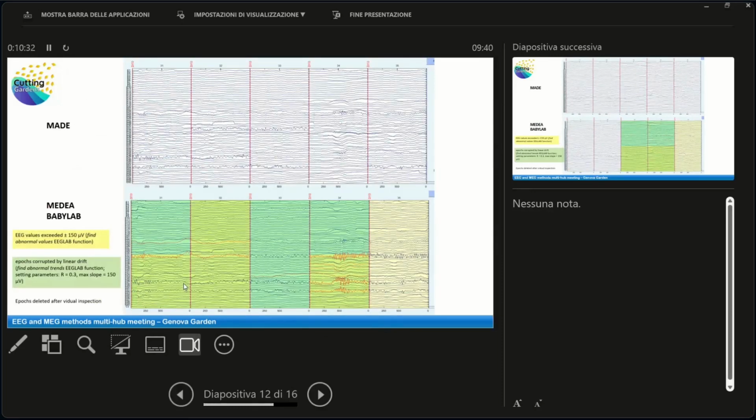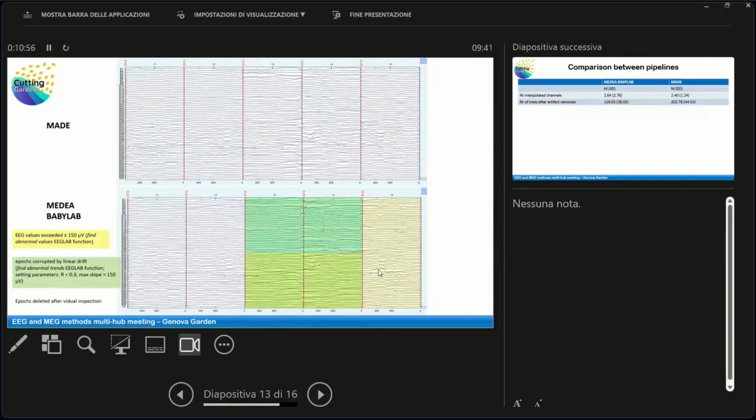So this is just a few examples of what happened with the MADE pipeline and with our pipeline. Here, this is EEGLAB, and the colors mean these are all trials that we rejected. So a lot, based on the two different algorithms or by artifact inspection. We rejected a lot of trials, more than what the MADE pipeline did. Here you see another example.